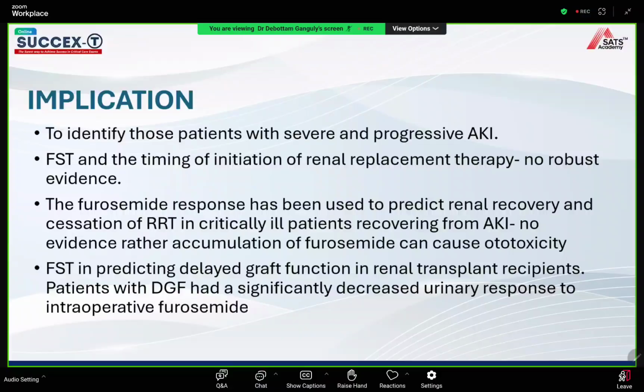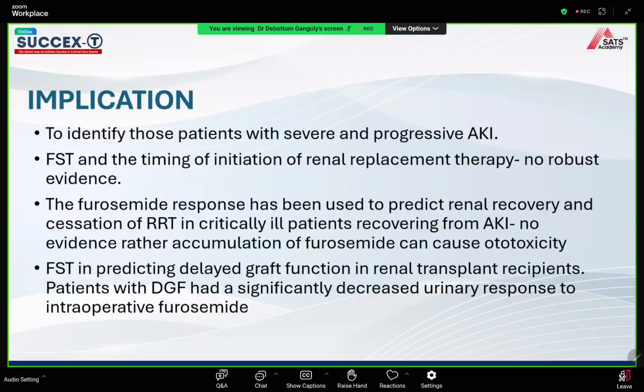The furosemide response has been used to predict renal recovery and cessation of RRT in critically ill patients recovering from AKI. So again, whether a patient is recovering from AKI, and whether the patient needs further dialysis or not, is to be decided by the Lasix challenge test. Again, there is no evidence; rather, accumulation of furosemide can cause ototoxicity. So this is not indicated for that purpose too.